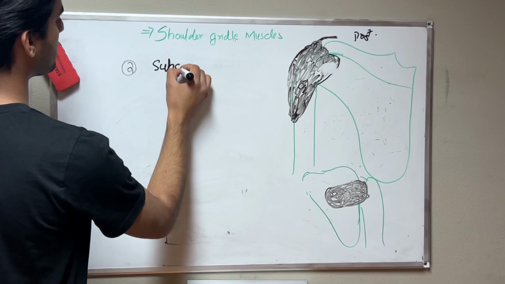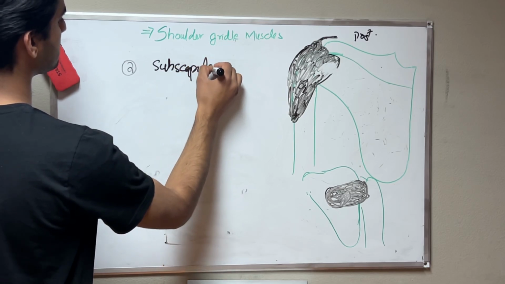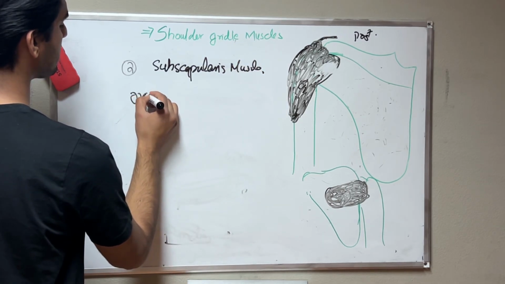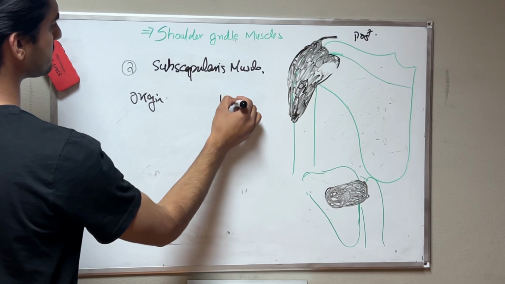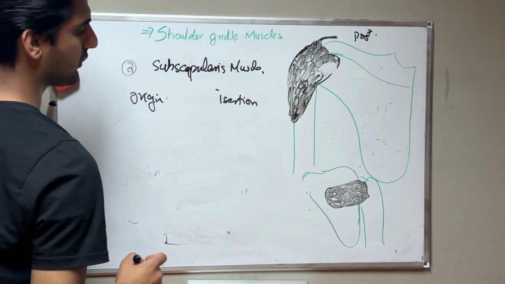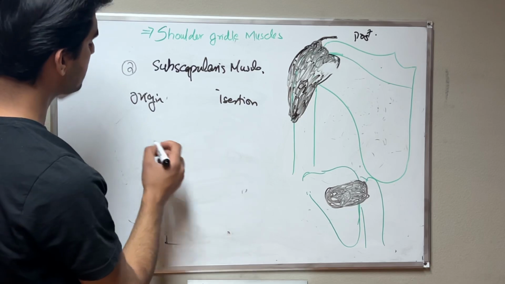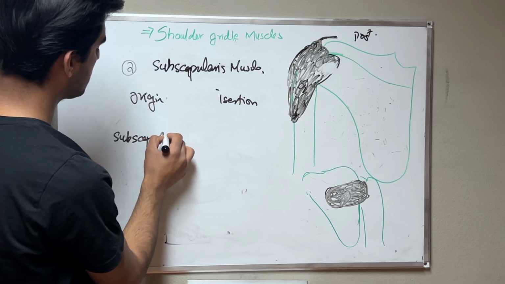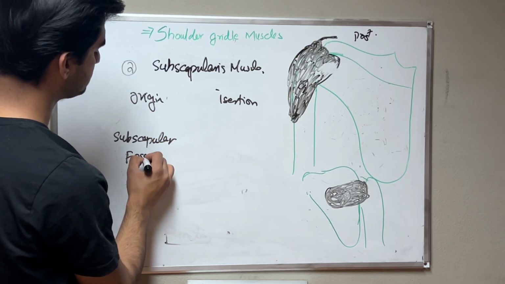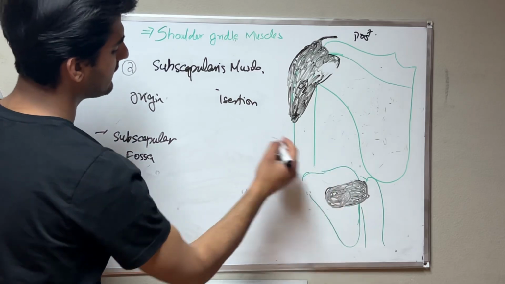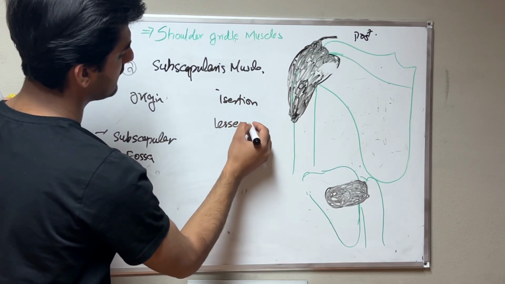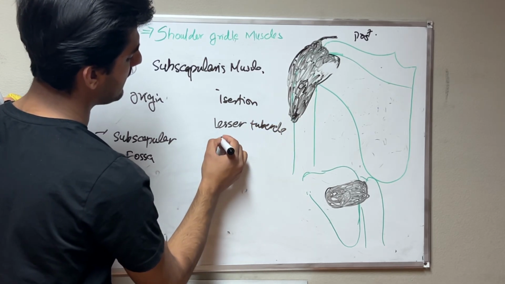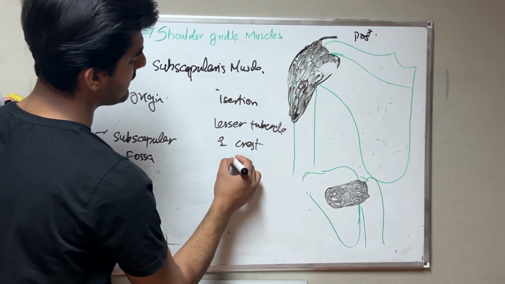Okay, the second muscle we have is the subscapularis muscle. If you talk about the origin and insertion: the subscapularis muscle originates from the subscapular fossa, and is inserted where? The lesser tubercle and crest of the humerus bone.